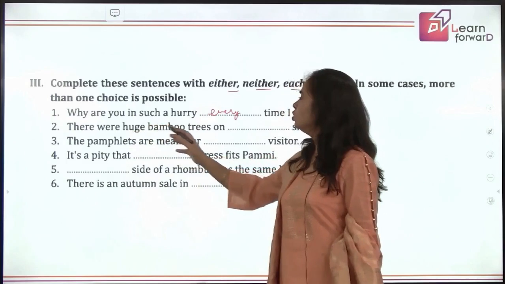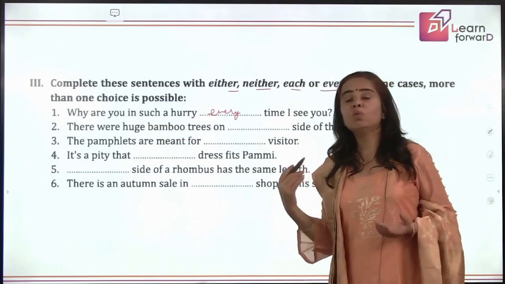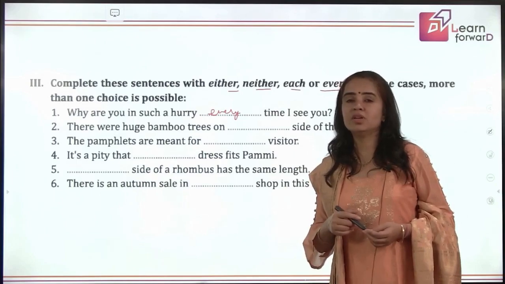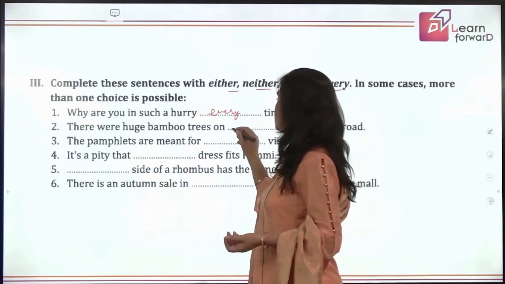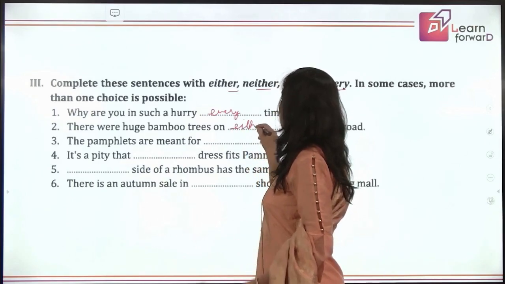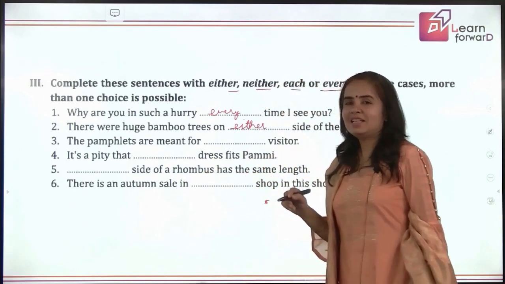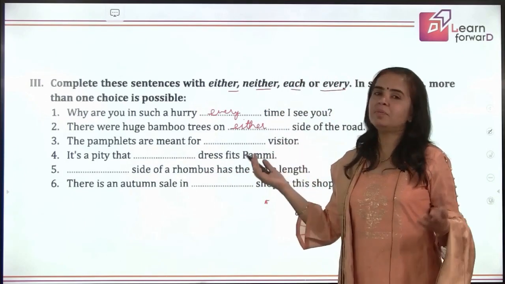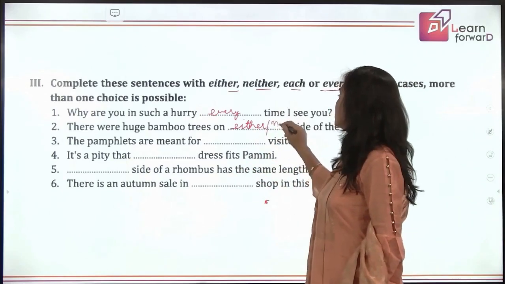There were huge bamboo trees on dash side of the road. There were huge bamboo trees on both sides. You want to say that means on either side of the road, right? You can also say neither side because might be there are no bamboo trees on any of those. So you can even say neither side.